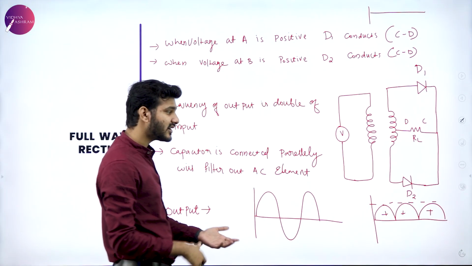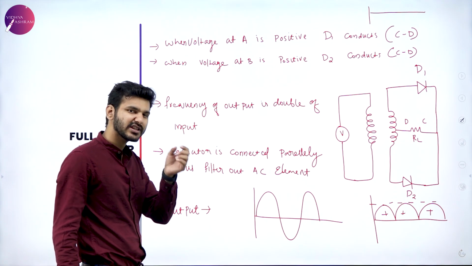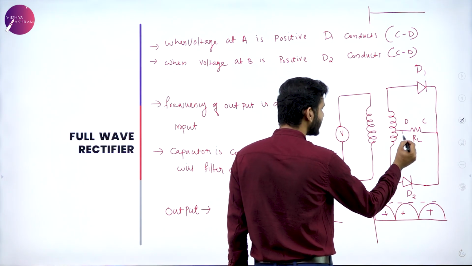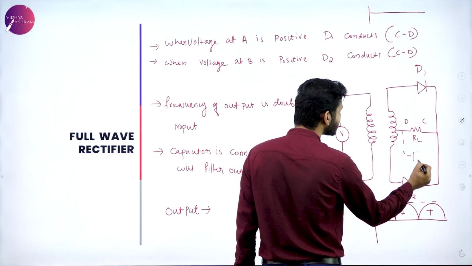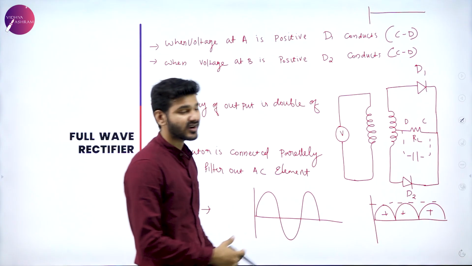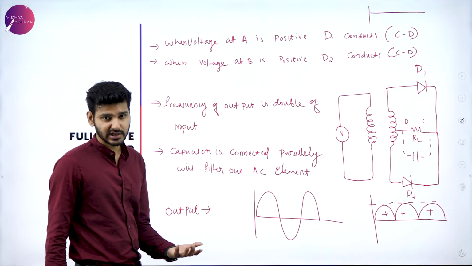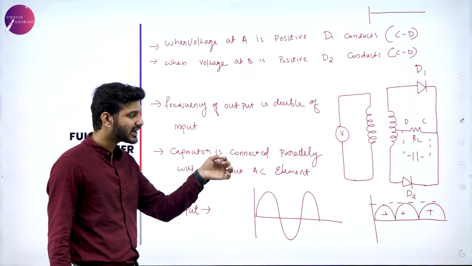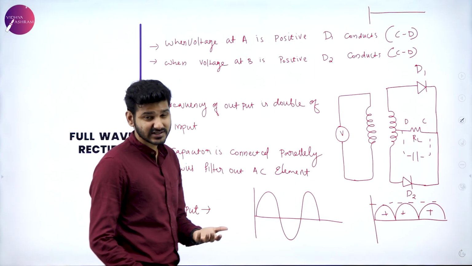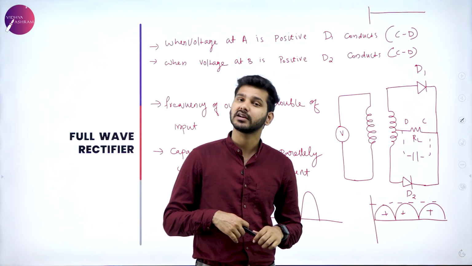So in order to smooth that bumpiness, in order to avoid that small AC nature, what we can do is connect a capacitor in parallel to this particular circuit. If you connect a capacitor parallel to this circuit, then that AC nature will also be avoided. So that is all about the full wave rectifier.